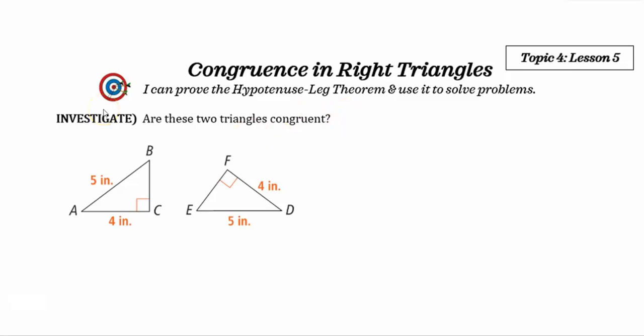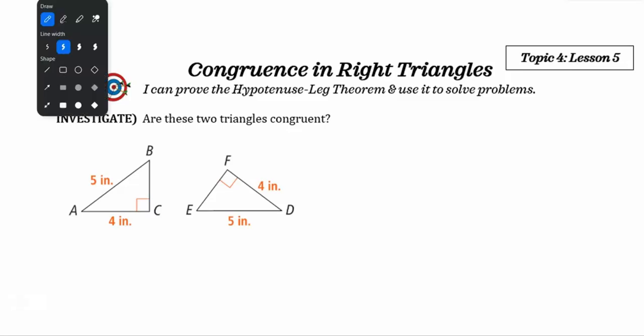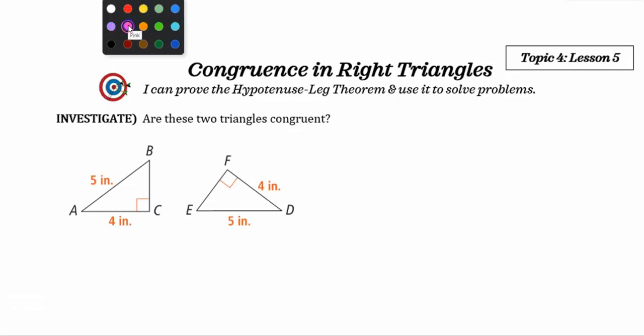Before I explain what this shortcut looks like, we're going to investigate, which sounds thrilling. We're being asked here, are these two triangles congruent? If you notice, these triangles are a little bit different. They're a little bit more specific than a lot of the ones we've been seeing so far this unit. This goes along with the title of the lesson: these two triangles are right triangles. So they have a right angle.